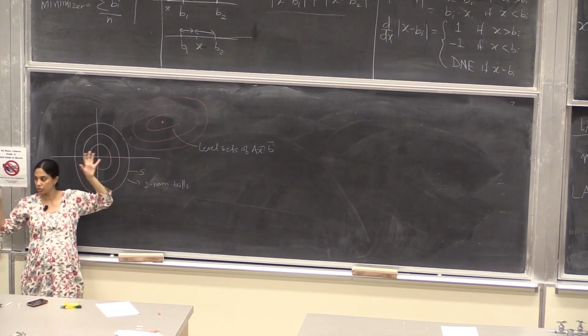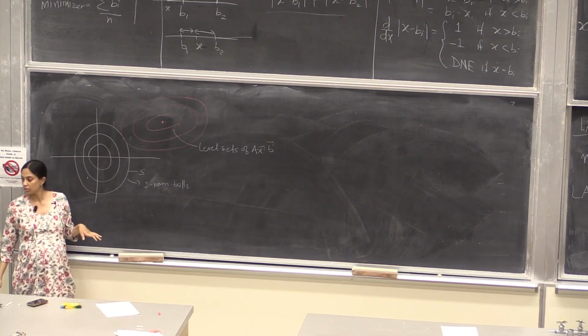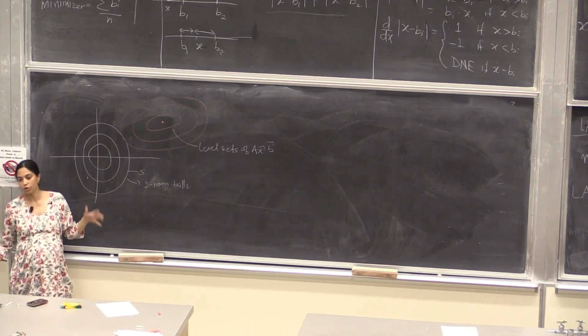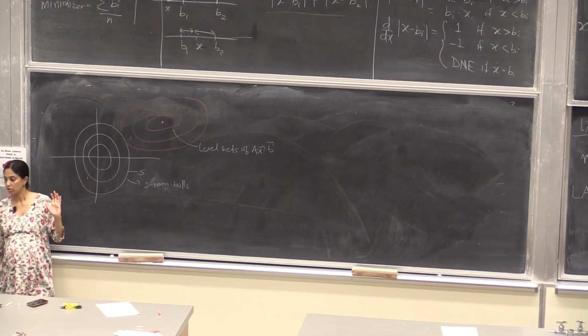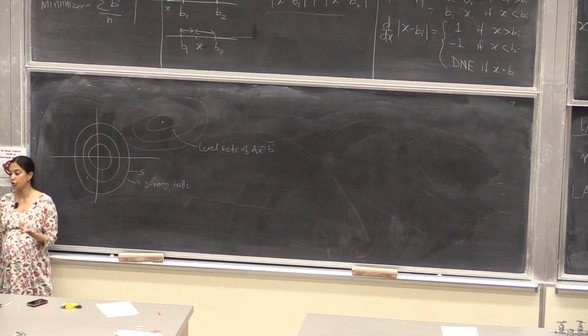Ask me a question or what's going on. Yes? How do you know the orientation of that ellipse? I don't know the orientation of that ellipse. I'm just drawing something arbitrary. Or for some A and B, how would you be able to plot that? I mean, how would you be able to plot that?